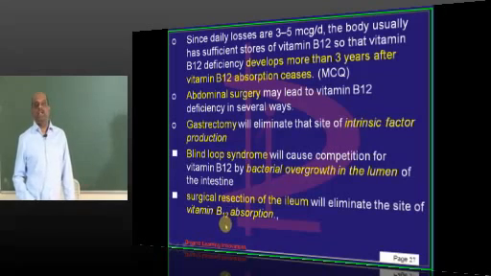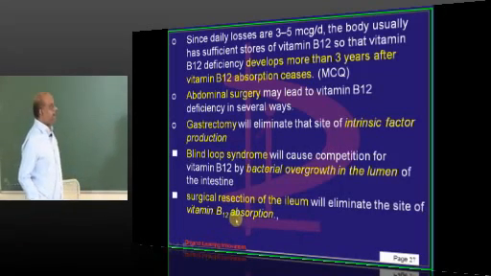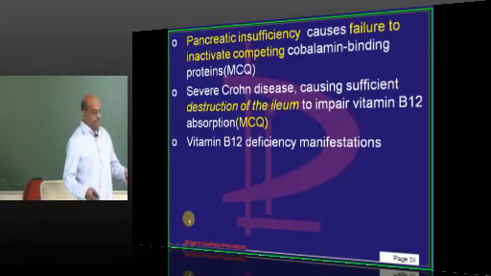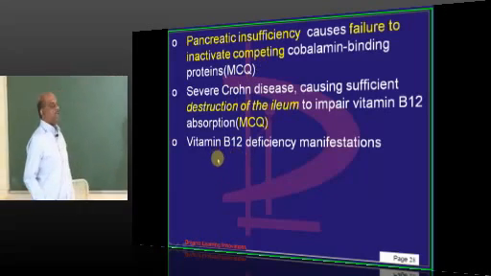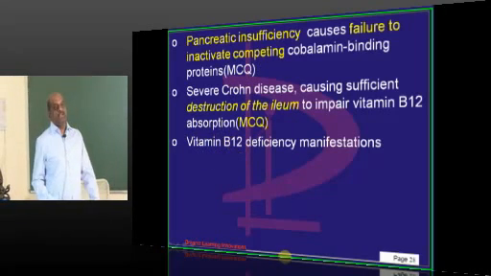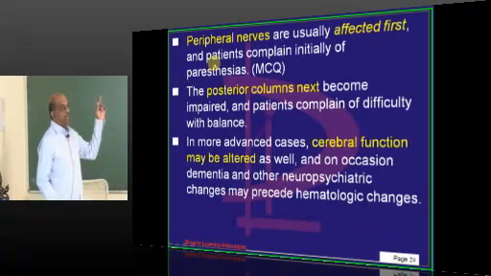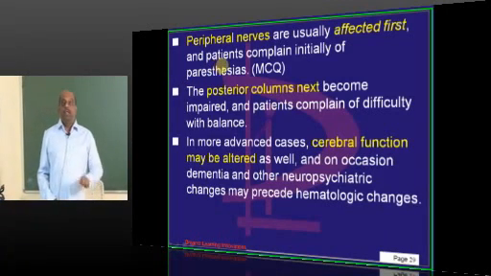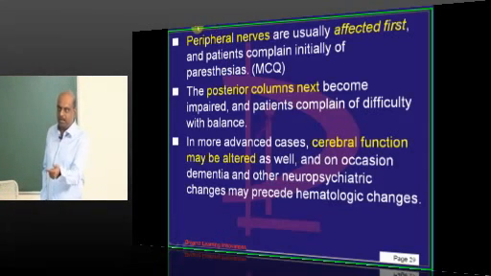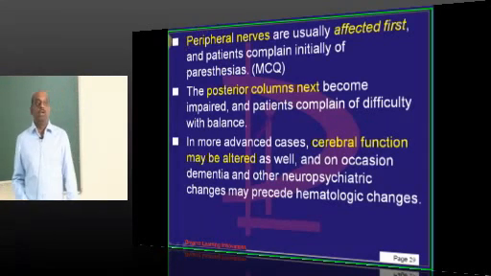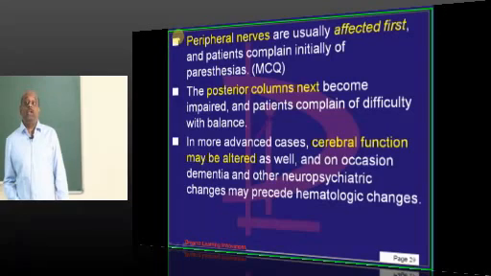Any surgical resection of ileum for any ileitis and inflammatory bowel disease will lead to development of vitamin B12 deficiency. Pancreatic insufficiency can cause it, Crohn's disease can cause it, etc., etc. Now, in the nervous system, whenever vitamin B12 effects appear, neurological features, why do you call it subacute combined degeneration?